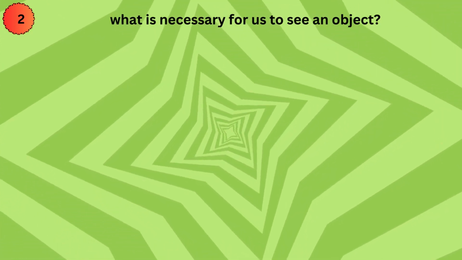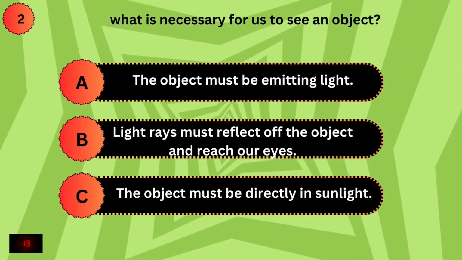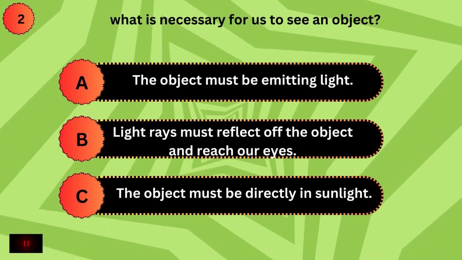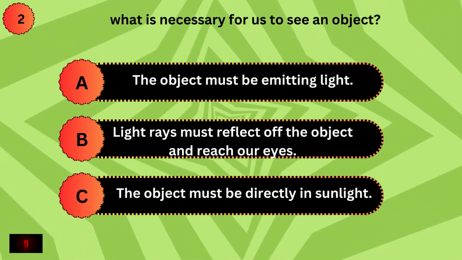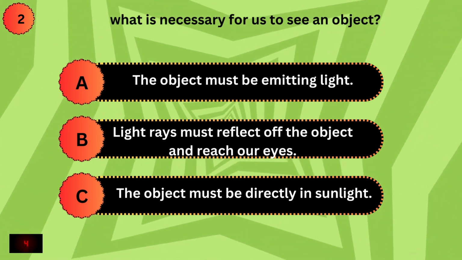What is necessary for us to see an object? A. The object must be emitting light. B. Light rays must reflect off the object and reach our eyes. C. The object must be directly in sunlight.